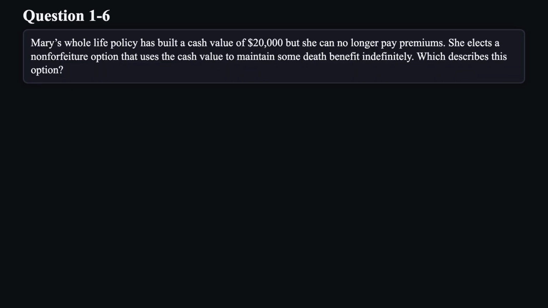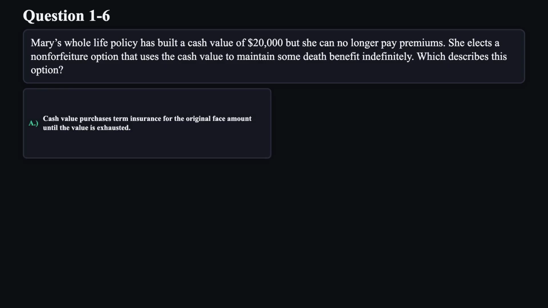Question 6. Mary's whole life policy has built a cash value of $20,000, but she can no longer pay premiums. She elects a non-forfeiture option that uses the cash value to maintain some death benefit indefinitely. Which describes this option?